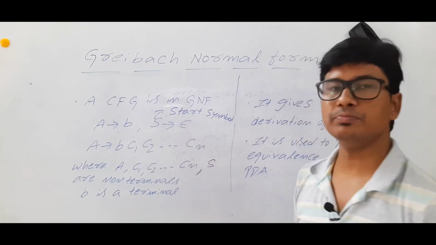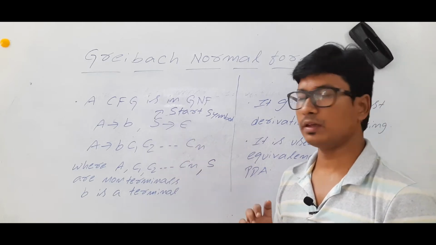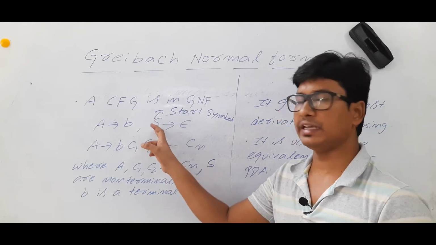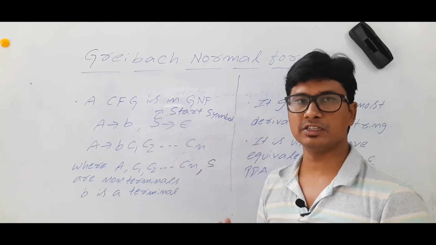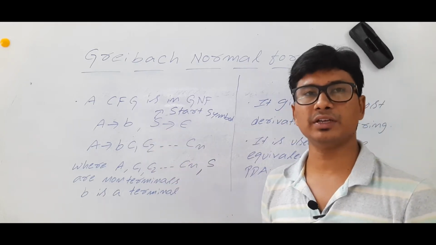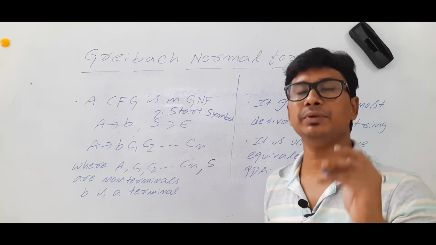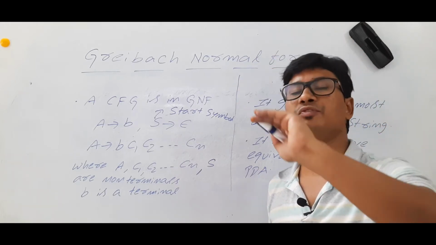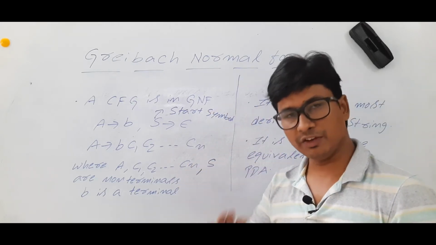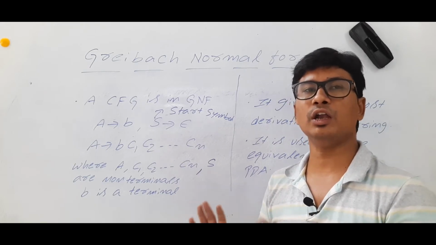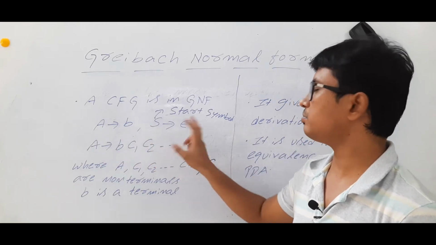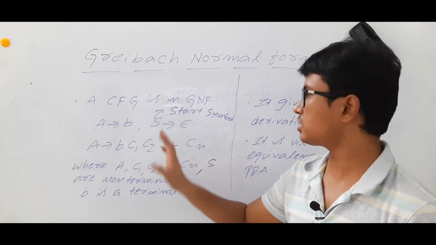Now, if the start symbol generates epsilon, that is allowed. Only the start symbol generating epsilon is allowed, otherwise it is not allowed. If S is not the start symbol, then we have to eliminate this epsilon production. Why is only the start symbol allowed to generate epsilon? If the start symbol generates epsilon, it means the language generated by the context-free grammar consists of the string epsilon. If the language consists of epsilon, we are not allowed to remove it from the grammar. Am I right or wrong? So that's why the start symbol can generate epsilon. If it is not the start symbol, it is not allowed.